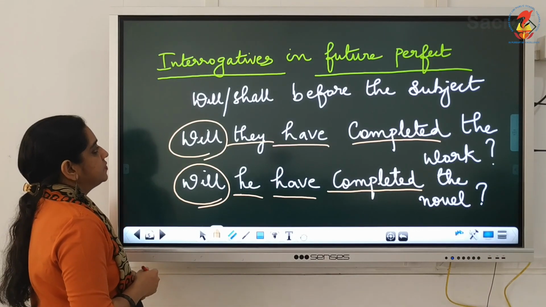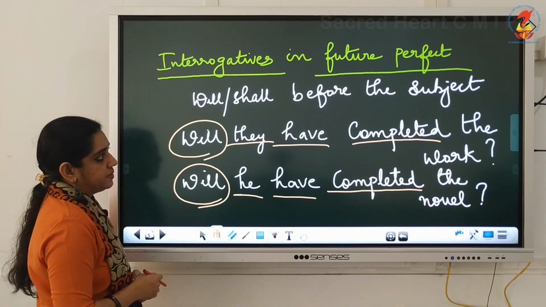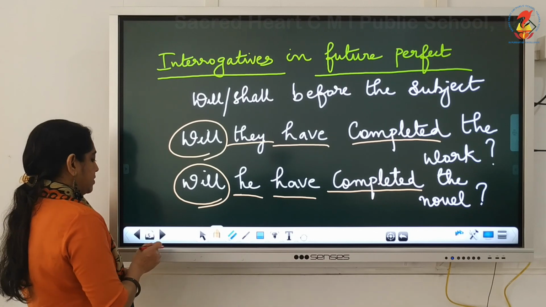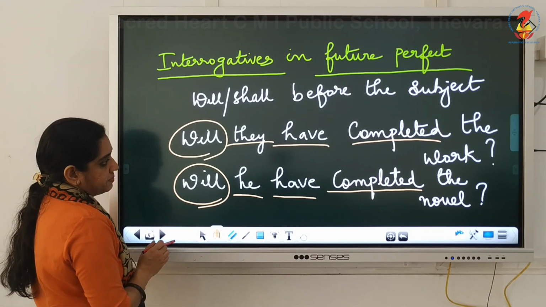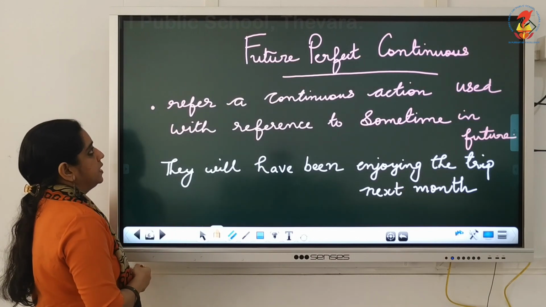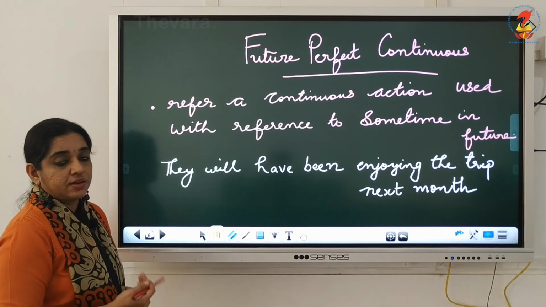Then interrogatives use the question word "will" in the beginning followed by subject plus have plus past participle form of the verb. Will they have completed the work? Will they have completed the novel? Will he have completed the novel? These are the examples.